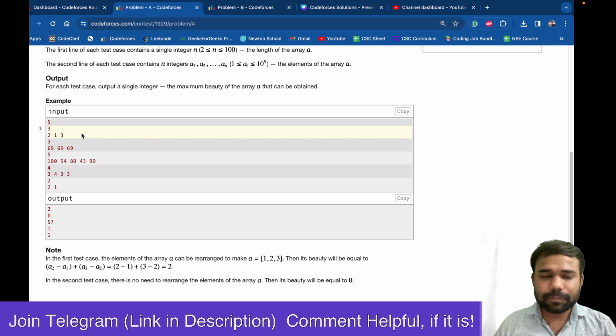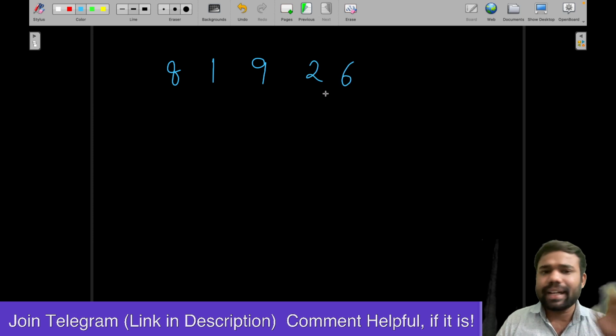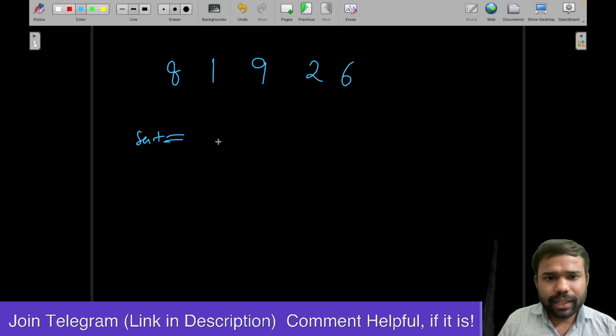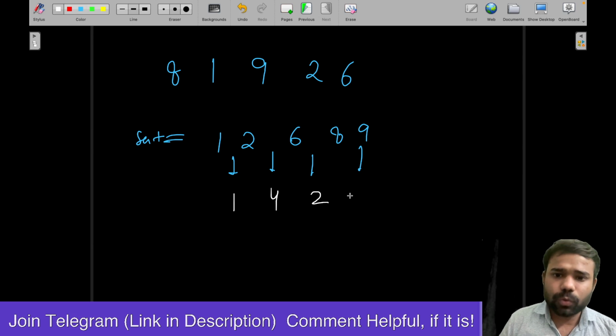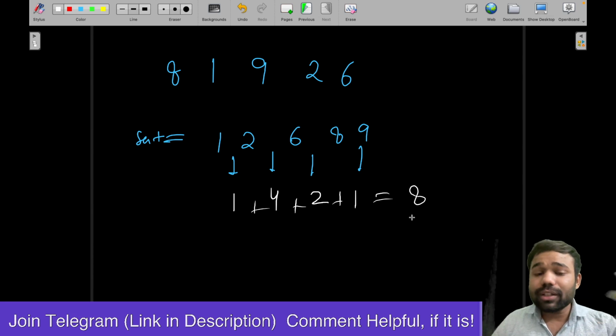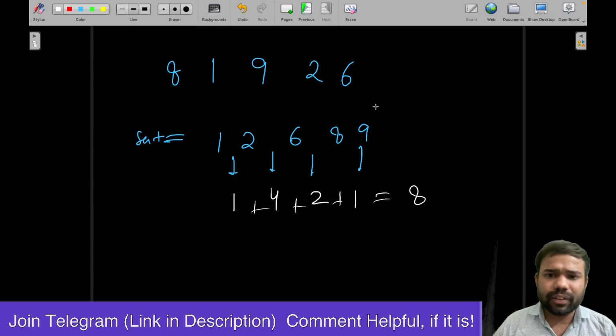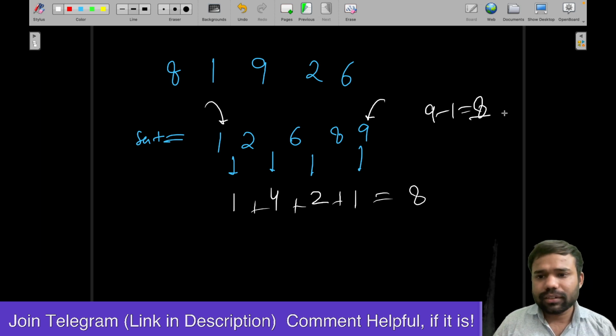For example, the array is, let's say, 8, 1, 9, 2, 6, random. You will sort the array, it will be 1, 2, 6, 8, 9. Then you find the differences of the adjacent numbers. Here it will be 1, then 4, then 2, then 1, and the sum will be 8. And the shortcut is that you can simply find the difference between the last number and the first number, meaning the maximum and the minimum number. Then also you can get it.